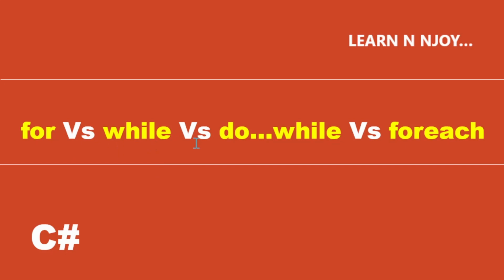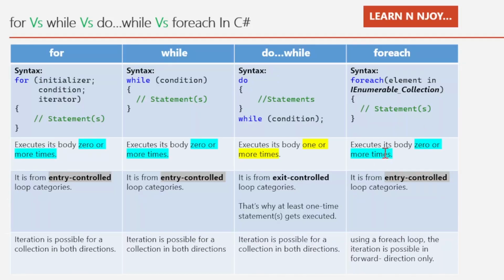For versus while versus do while versus foreach. So here we will have a glance at these 4 looping concepts of C# in one go. Okay, coming to the syntax of the for loop, we need to write for with opening and closing parentheses, and in between we need to write the initializer, condition, and iterator.